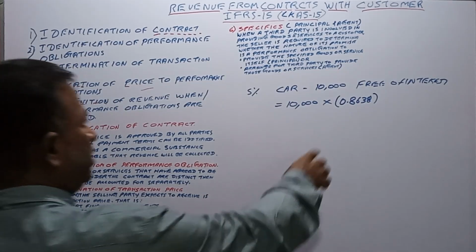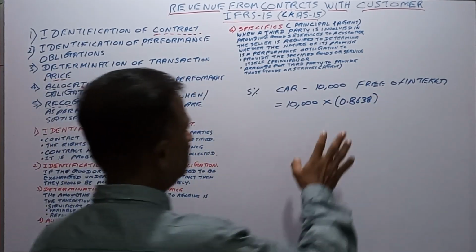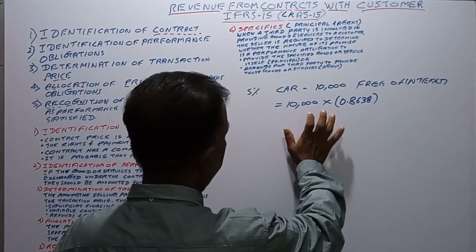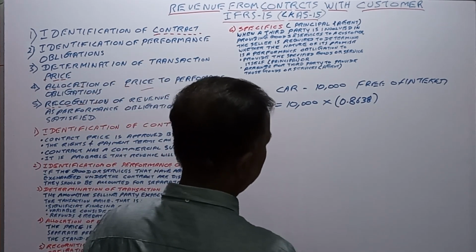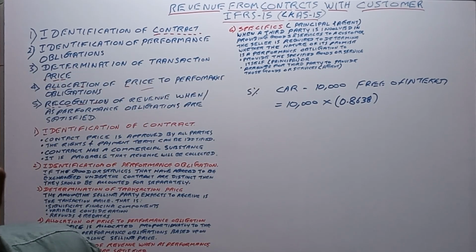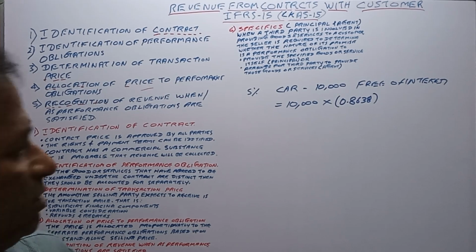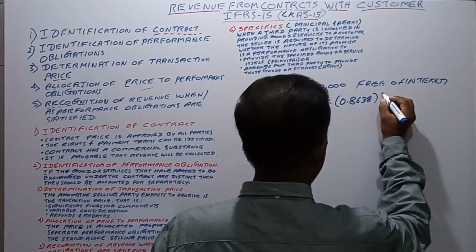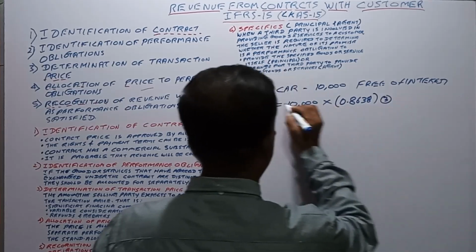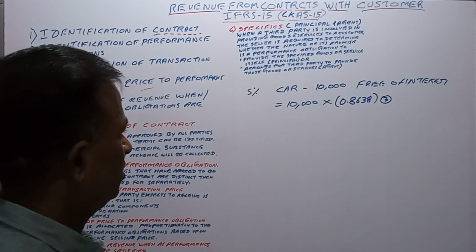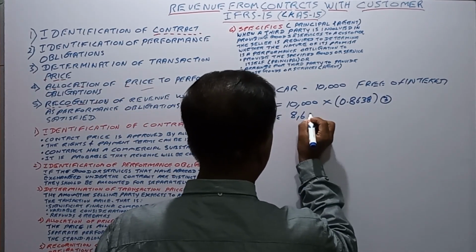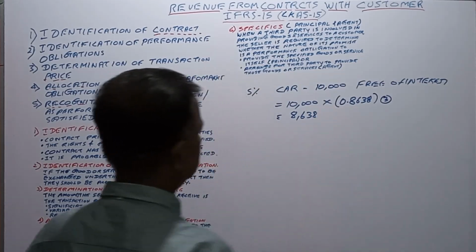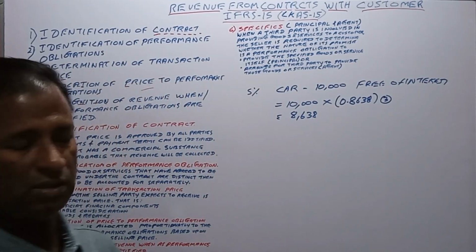You have to refer to the table, 10,000 for 5 years at 5%. The company sold a car to a customer offering interest-free credit for 3 years. You have to refer to the table. So how much? 8,638. This is the transaction price.